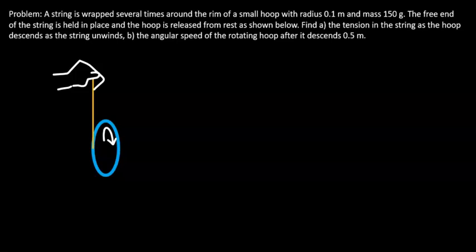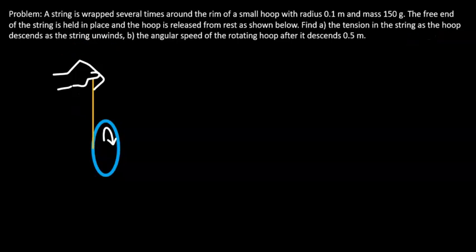Problem 1. A string is wrapped several times around the rim of a small hoop, given here in blue, with radius 0.1 meter and mass 150 grams. The free end of the string is held in place, and the hoop is released from rest as shown below. Find the tension in the string as the hoop descends as the string unwinds. So let's do part A first.